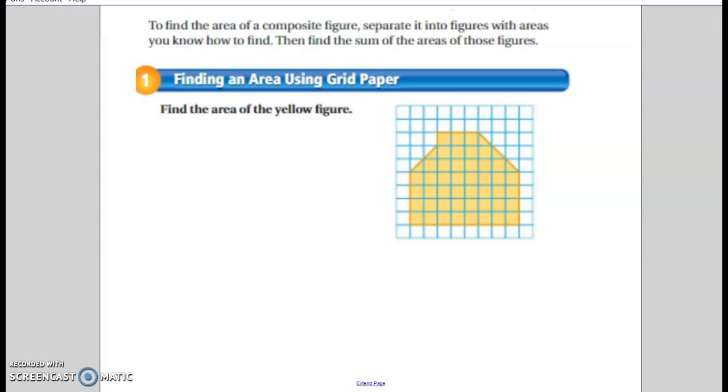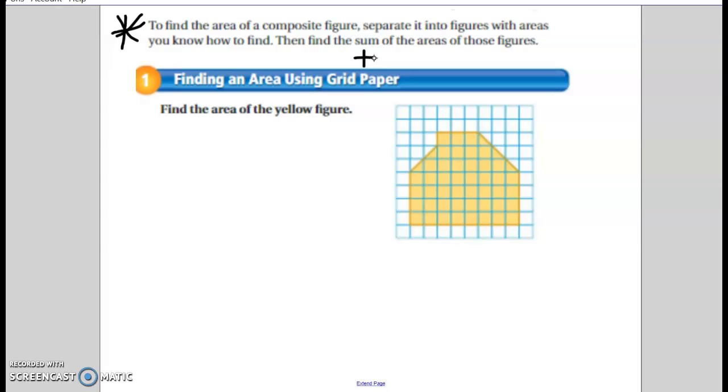Hey guys, it's our last unit in this chapter, so we're going to be finding areas of composite figures today, and it tells you here kind of what the method of that is. To find the area of a composite figure, separate it into figures with areas you know how to find, and then find the sum of the areas of those figures, which just means you're going to add them up.